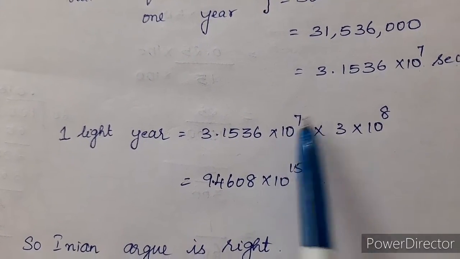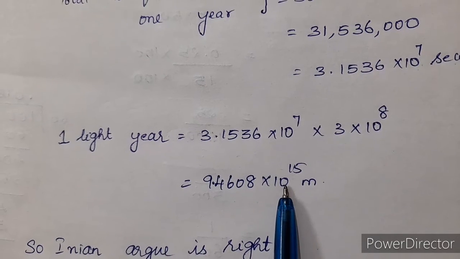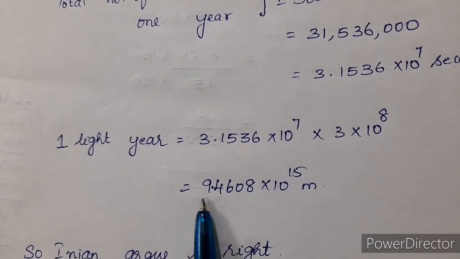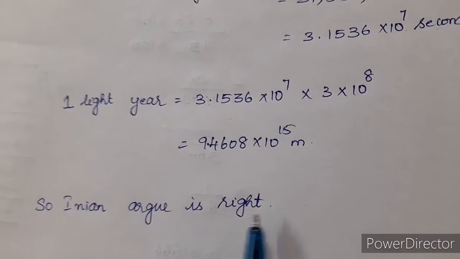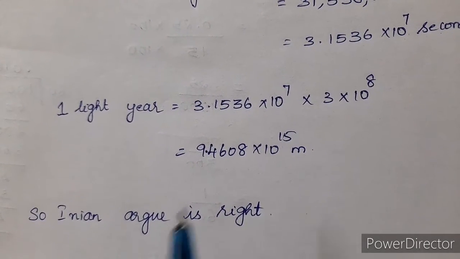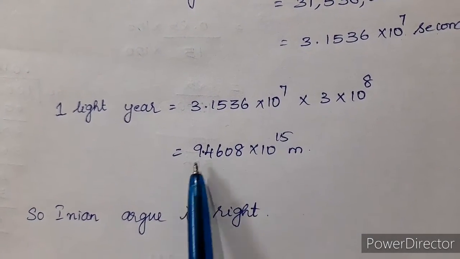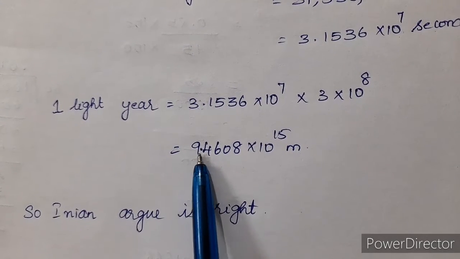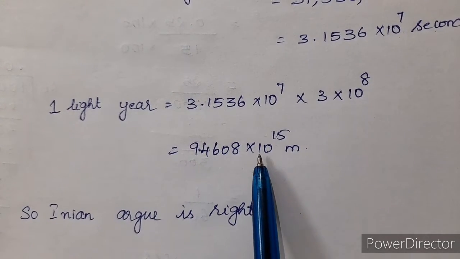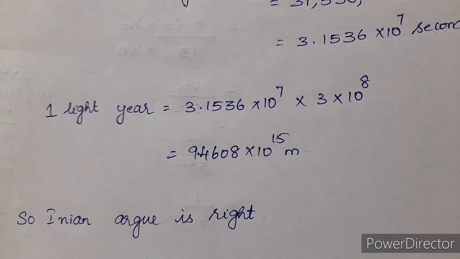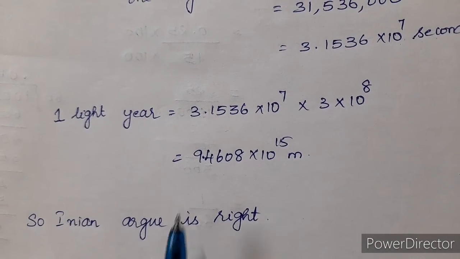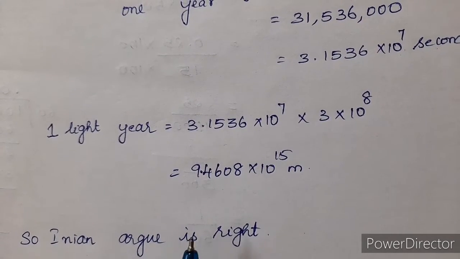So that is 10 to the power of 7 and 10 to the power of 8 will become 10 to the power of 15. So whose answer is right? Enian's argument is right, isn't it? So he said that 1 light year is equal to 9.46 into 10 to the power of 15 meter. So Enian's argument is right. So this is the answer for the first question.